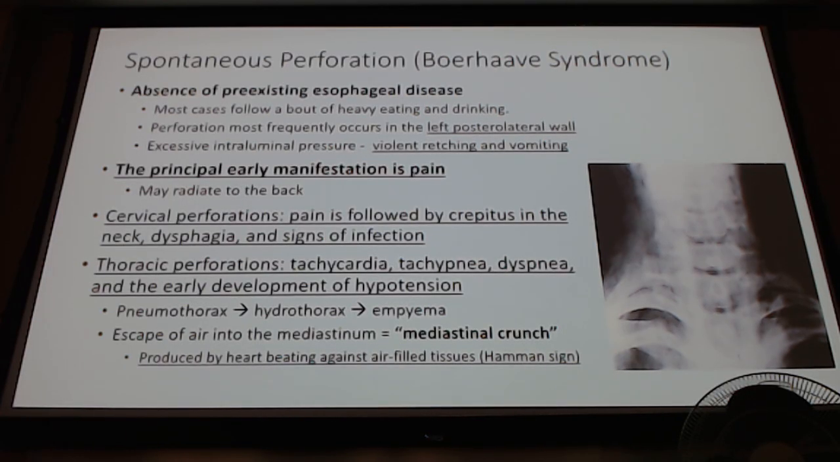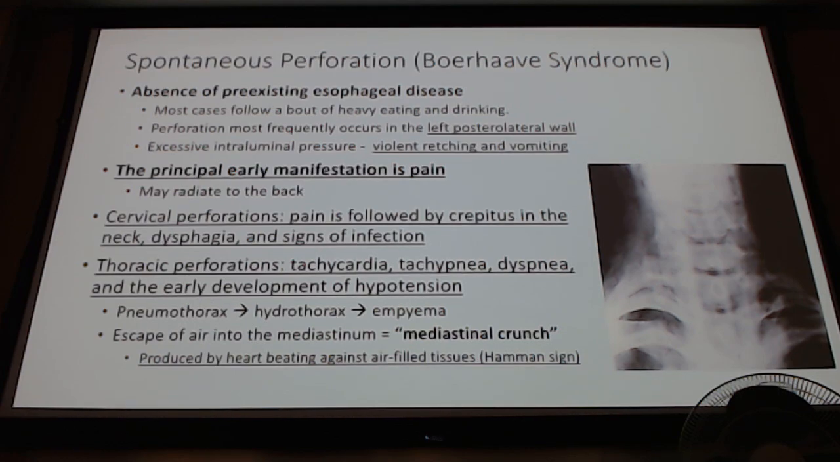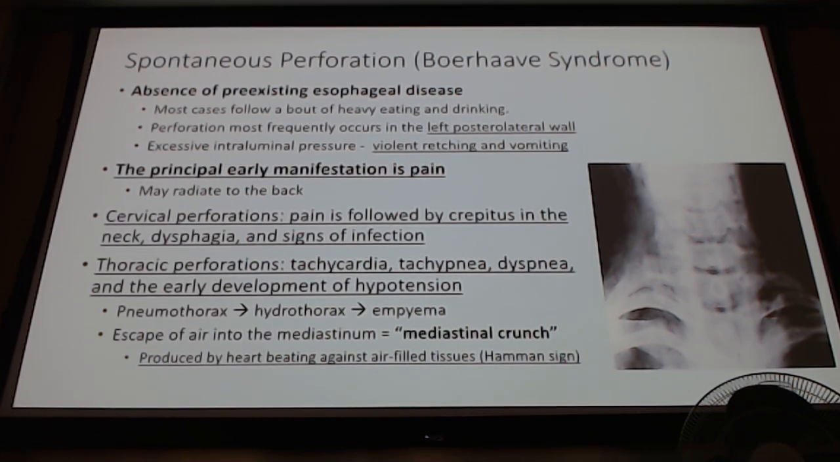All right. Say it is a spontaneous perforation. Okay. So Boerhaave syndrome. This is the absence of any pre-existing esophageal disease. Normally we see this after a bout of heavy eating and drinking, they have a lot of retching, a lot of vomiting. That causes the intraluminal pressure to be excessive and ends up tearing a hole into the esophagus. So it's not necessarily spontaneous. There's a reason, that's retching, but it's not caused by any other pre-existing esophageal disease.